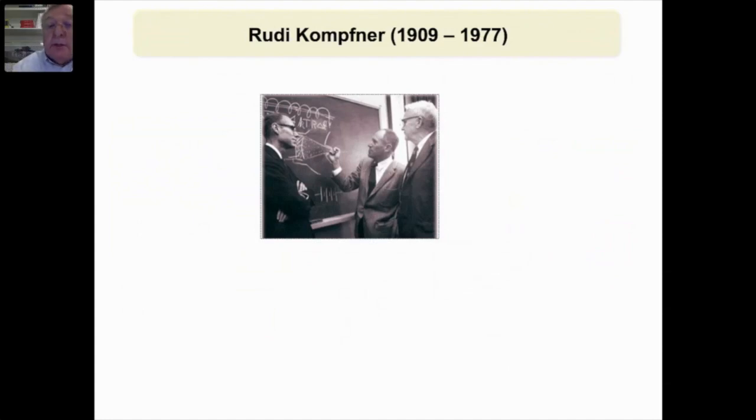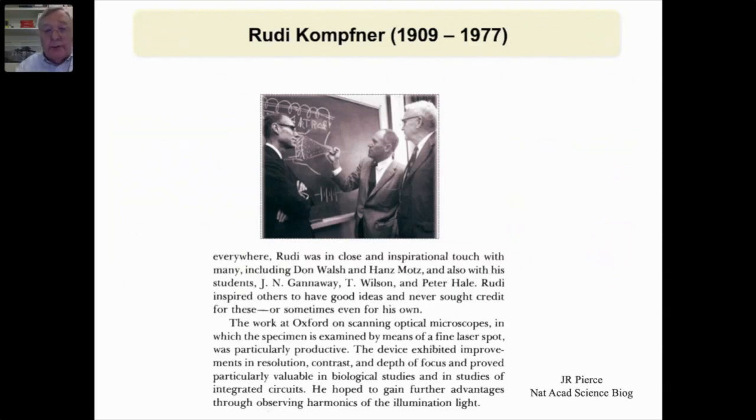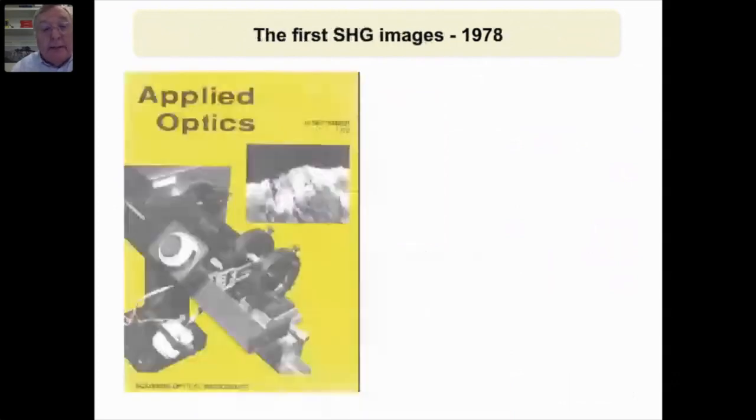Pretty much everyone listening to me knows the man on the right, but I'm going to leave it to you to see if you can remember or if you can recognize him. When Kompfner died, Pierce wrote his biography, and he spent a few sentences on his work in Oxford. And he said at the bottom here, he hoped to gain further advantage through observing harmonics of the illumination light. And indeed, that's what happened.